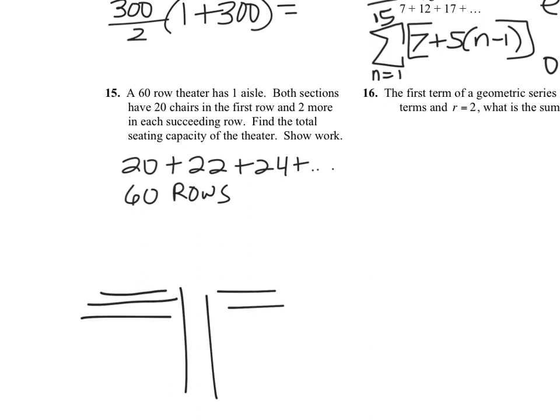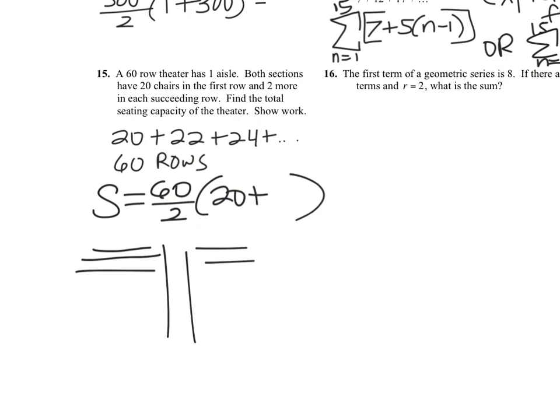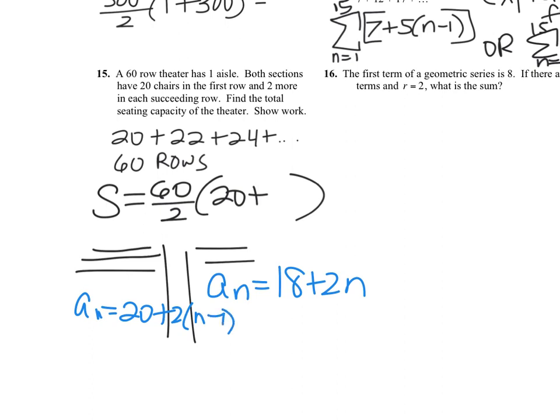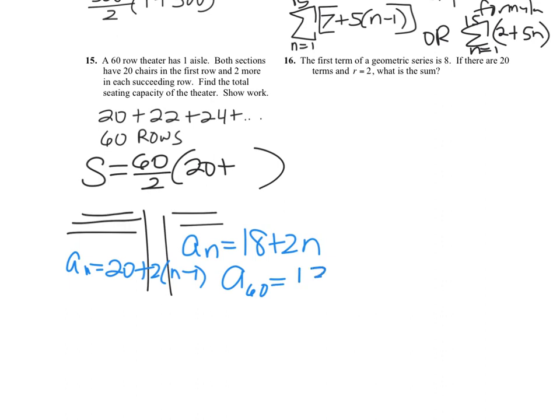Okay, so we're going to add this up. Now, this is arithmetic because it's adding 2 each time. So the sum is going to be 60 rows divided by 2, 20 plus the last row. How many chairs are in the last row? Well, we have to set up an explicit formula and plug in n equals 60 to find out how many chairs are in the last row. So our explicit formula would be a sub n equals 18 plus 2n. Or the other one, a sub n equals 20 plus 2 times n minus 1. And then we're going to plug in n equals 60. I want to find the 60th row, how many chairs there are. How much? 138. Perfect. So I get 138. I go back up to here and plug in 138.